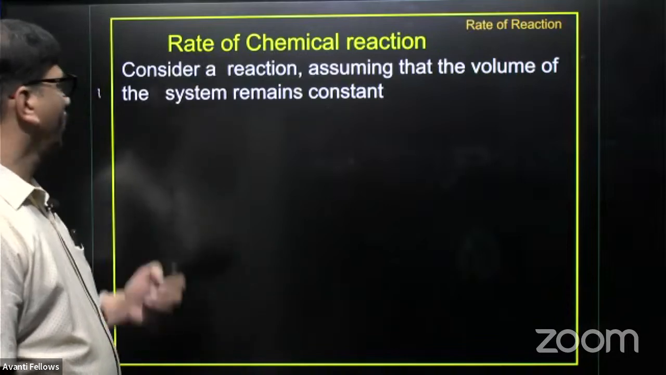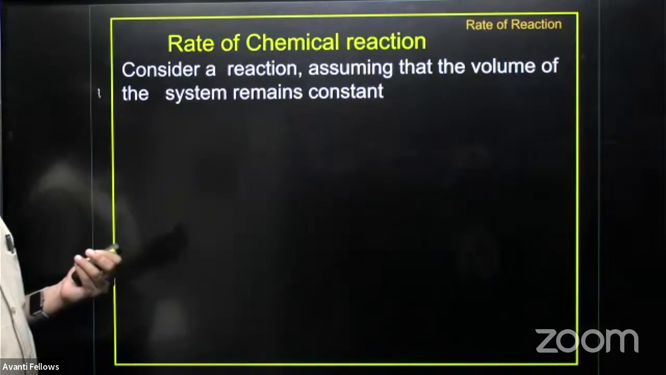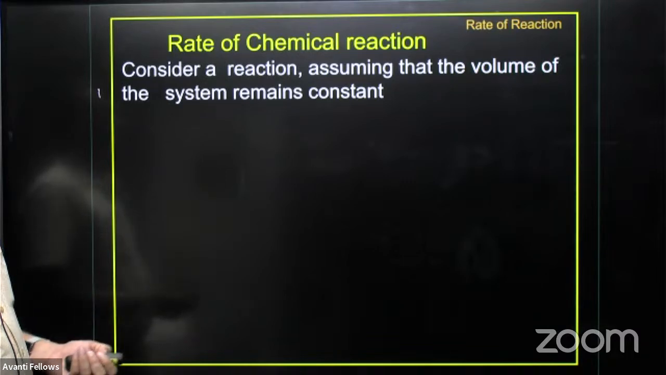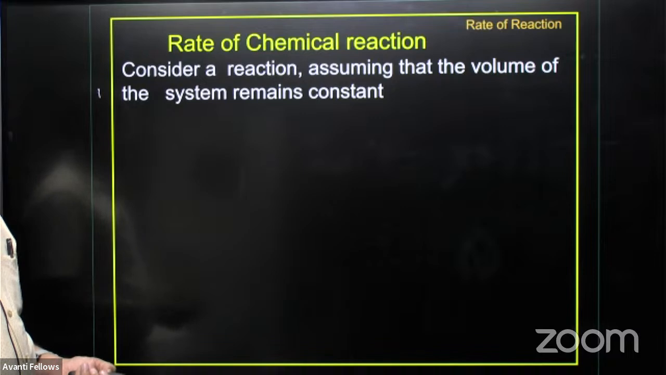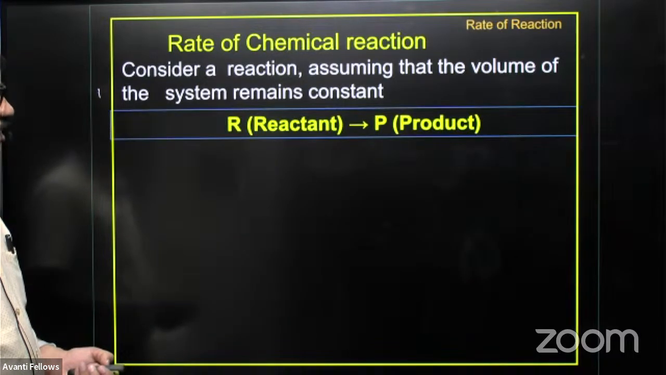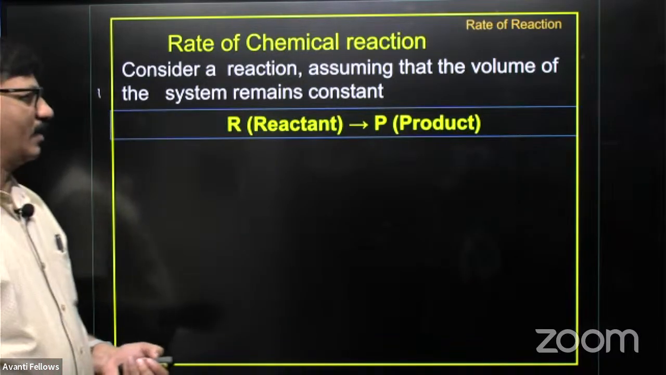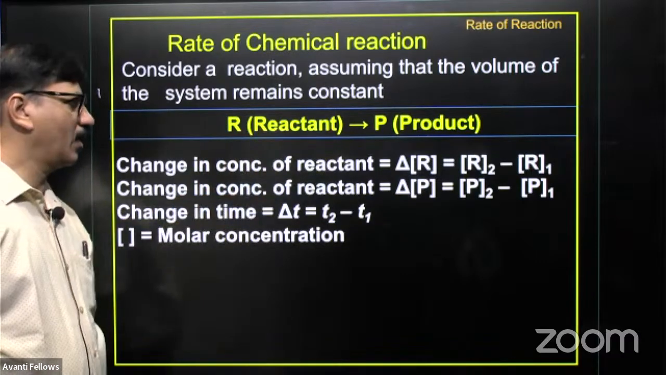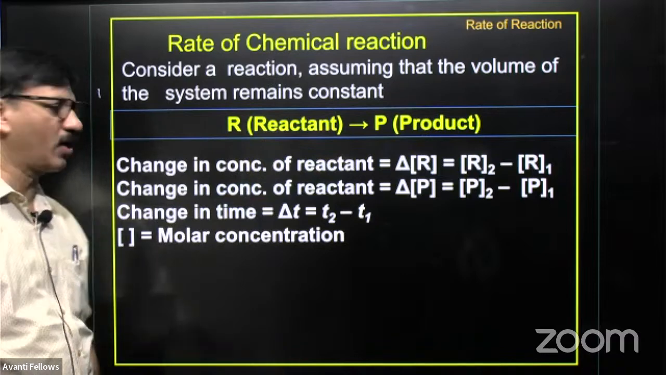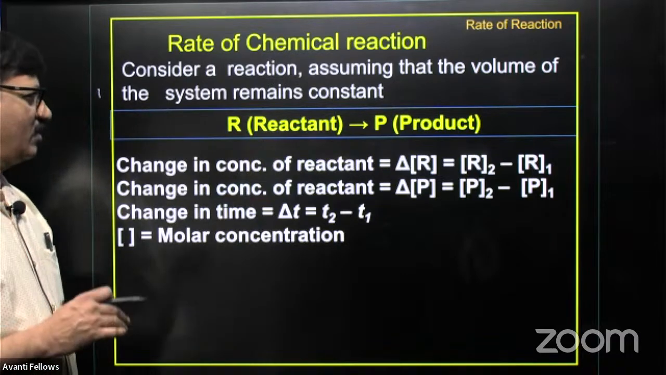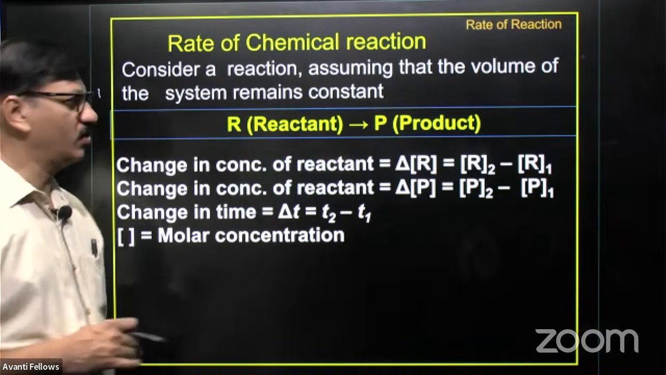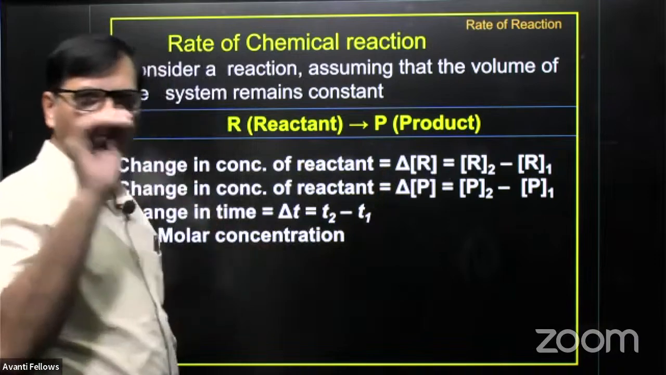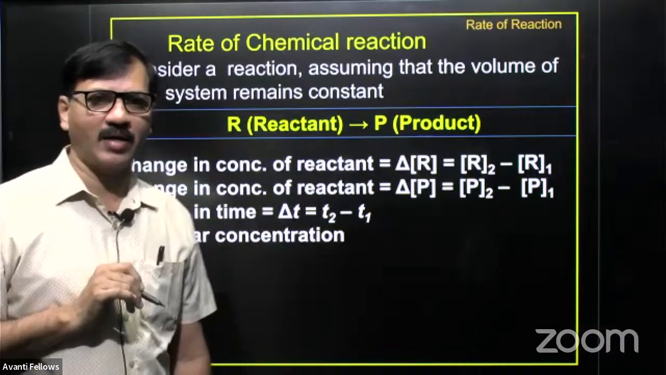Now, consider the rate of a chemical reaction, assuming the volume of the system remains constant. So this is the one that we consider. If this is an arbitrary reaction, R represents reactant and P represents product. Then what is the change in concentration of the reactant represented by? Delta R. Always, concentration is represented in square brackets.